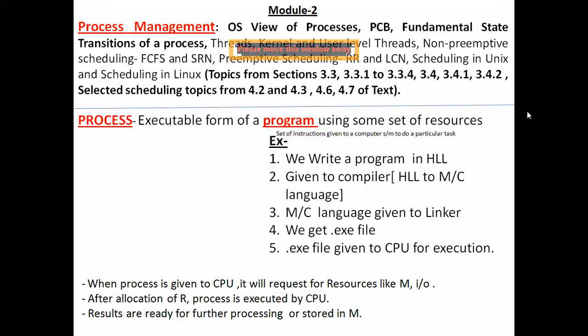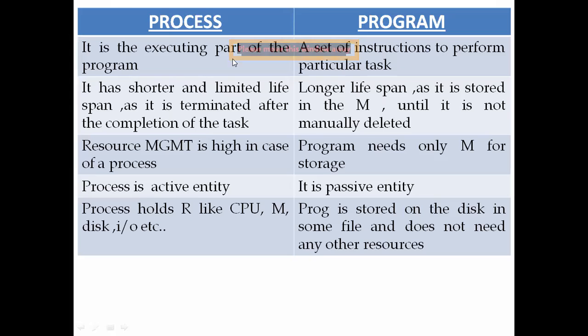Based upon the priority of the process, the CPU can execute the process. So for your easy understanding, I have made a small comparison between the process and the program. The process is the executing part of the program, as we discussed. A program is nothing but a set of instructions to perform a particular task or function, a sequence of instructions, whereas a process is the executable form of the program.